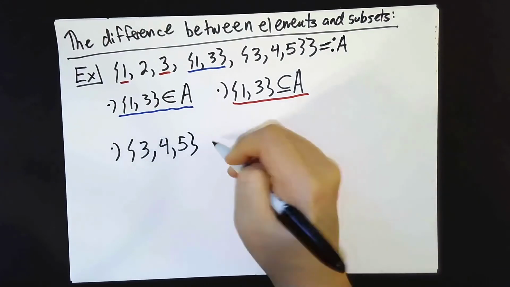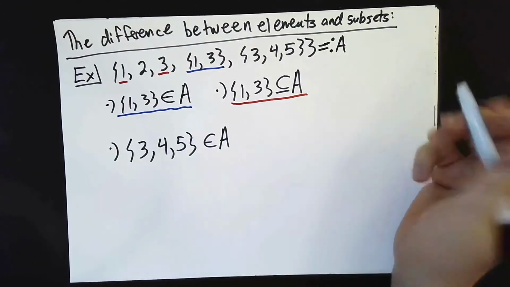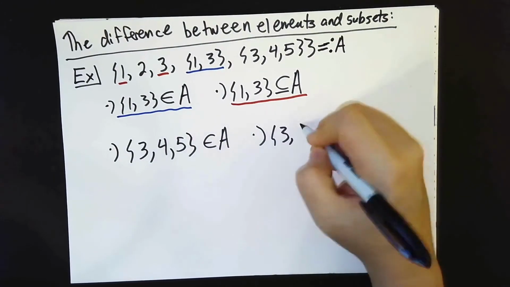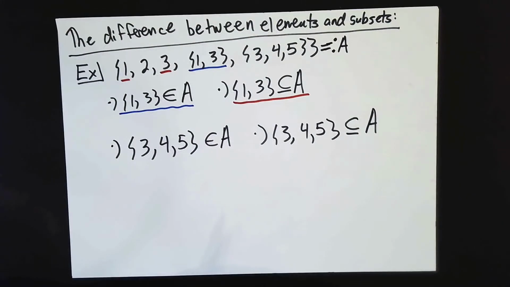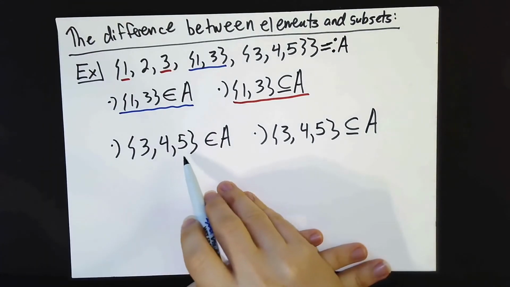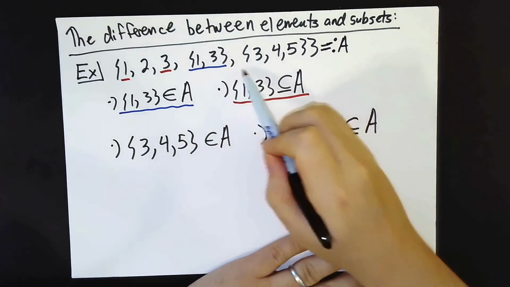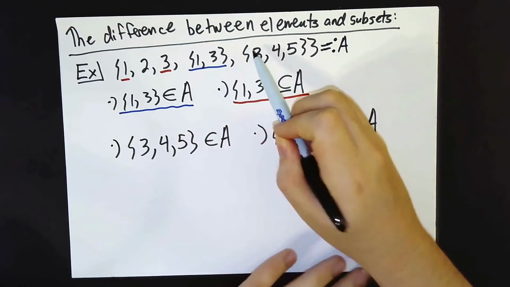Is {3, 4, 5} an element of A? And is {3, 4, 5} a subset of A? Be sure you think about it, decide on your answers before I write them down. And so here's the answer. Is {3, 4, 5} an element of A? Yes, it is in the list of things that are in A. This is true.